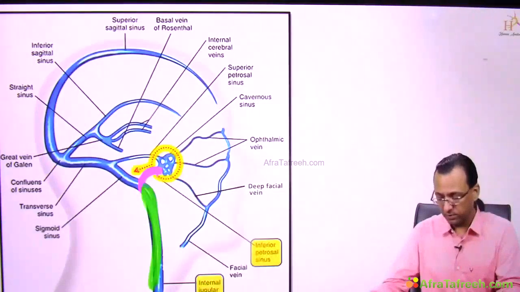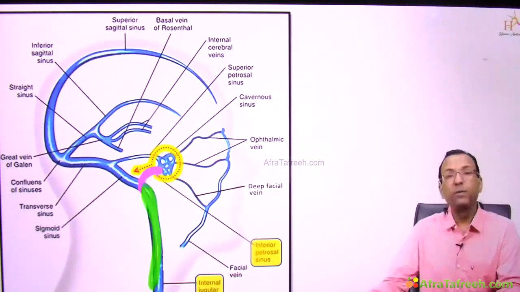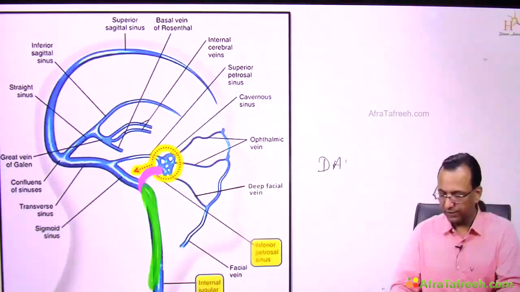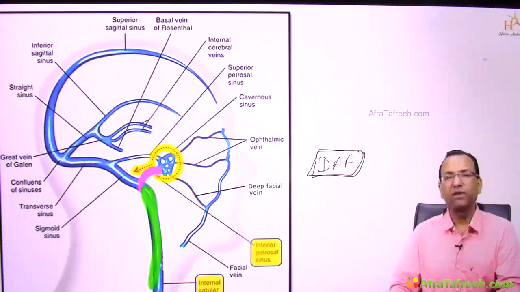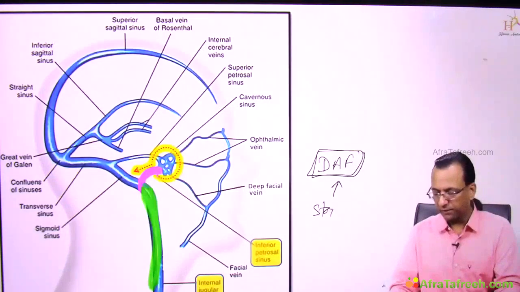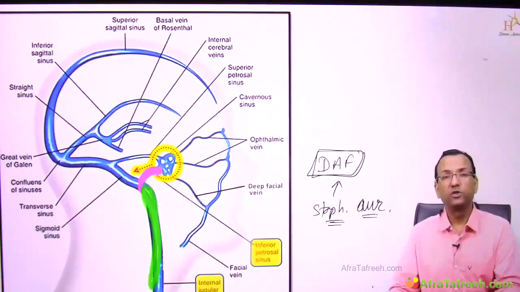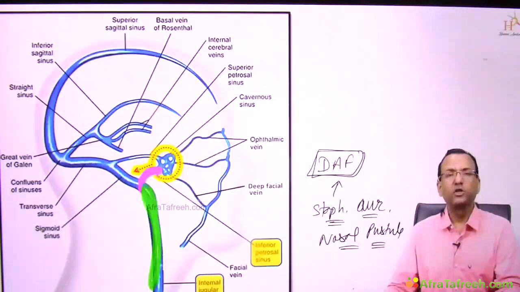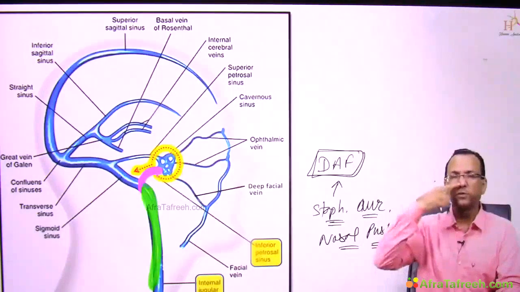And now remember, there is the dangerous area of face to discuss. Any infection in the dangerous area of face should be immediately taken care of. Otherwise the Staphylococcus aureus can enter the cavernous sinus. A nasal pustule, some pustule on the nose, in the dangerous area of face.